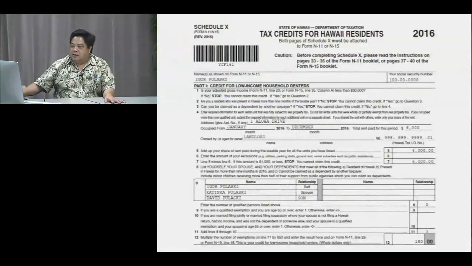So this is the last page of all the necessary schedules on your screen, like Schedule X. Again, this is only for resident. So if you're F1, it probably does not apply to you.